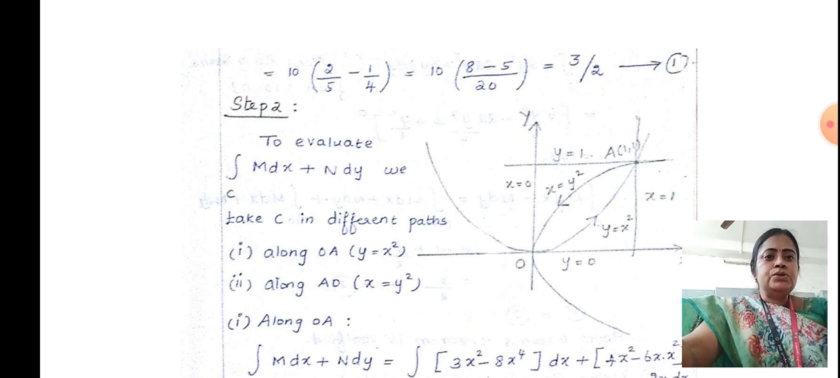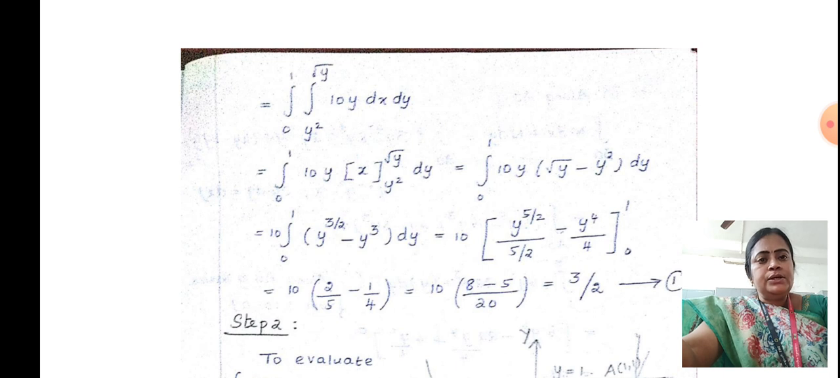If you consider a horizontal strip, you can find the x limit. The x limit is from x equal to y square to x equal to root y. The y limit is from O, where y is 0, to A, where y is 1. So the y limit is from 0 to 1 and the x limit is from y square to root y. Substituting, we get integral 0 to 1, integral y square to root y, of 10y dx dy. Integrating dx, you get x between the limits y square to root y.